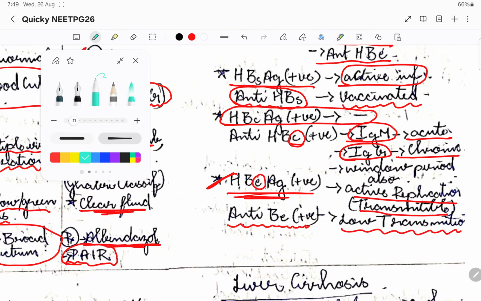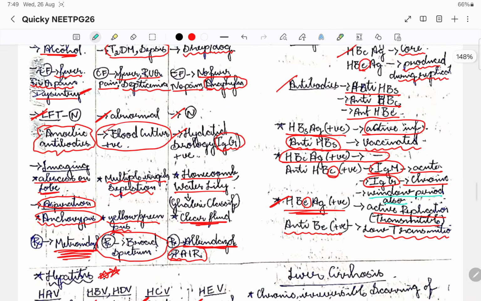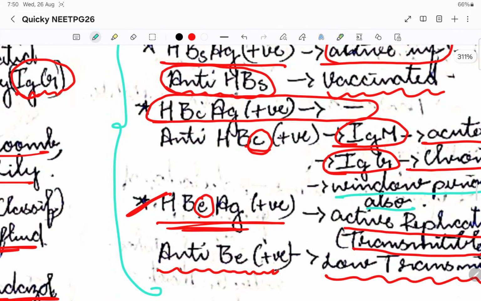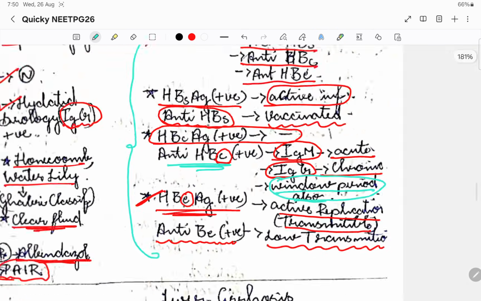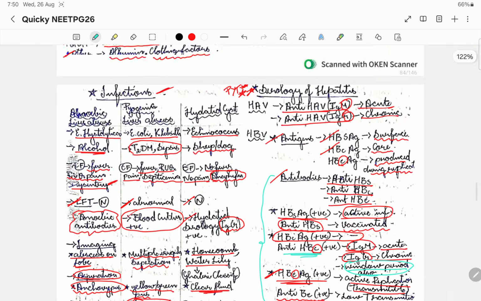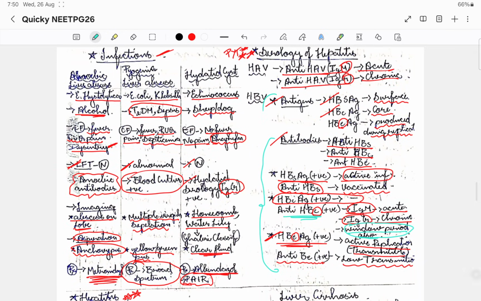One extra edge point with respect to anti-HBc is that there is something called the window period, where no other serological markers will be raised except anti-HBc. So anti-HBc will be raised in the window period. This is all you need to know with respect to the serology of hepatitis. If you know these basics, you will be able to solve any type of question.